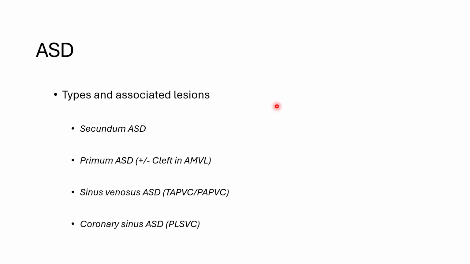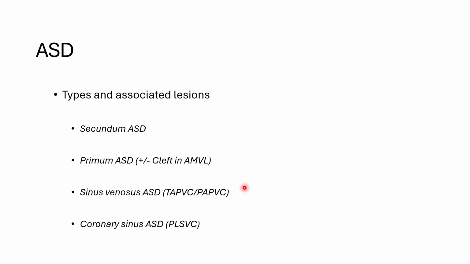So there are different types of ASDs which we should know. The secundum ASD, which is around the mid portion of the septum in the area of the fossa ovalis. Then we said the primum ASD, which is close to the insertion of the AV valves, and it's part of the broader endocardial cushion defects, and it tends to be associated with a cleft in the anterior mitral valve leaflet.